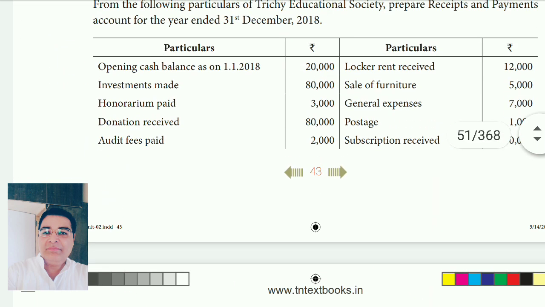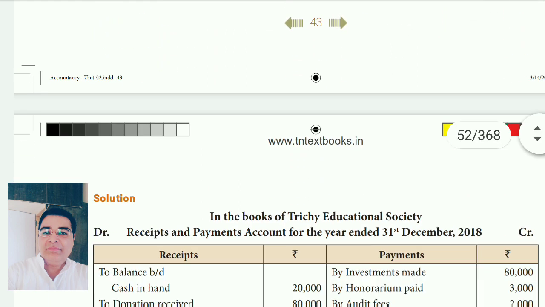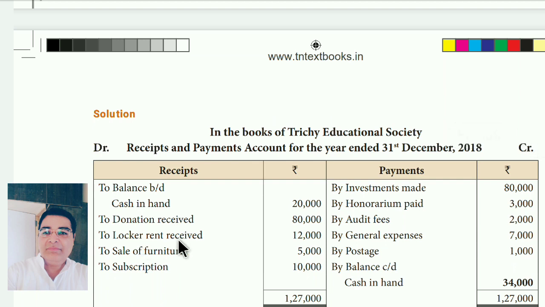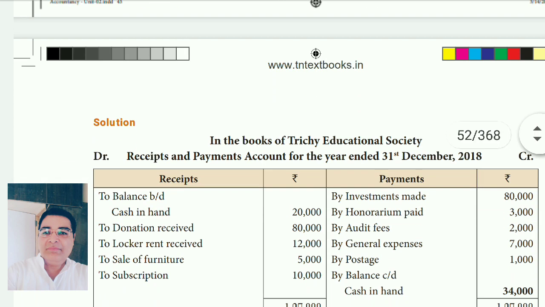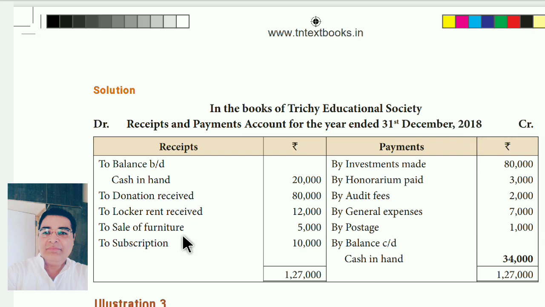This is a very easy sum and a very important sum. Locker rent received. Received means debit. So see, To locker rent received rupees 12,000. Next one, sale of furniture. When we sell the furniture, we get the money. That's why it is debited. So receipt. We sell the furniture, so we receive the cash. So sale of furniture will come in the receipt.